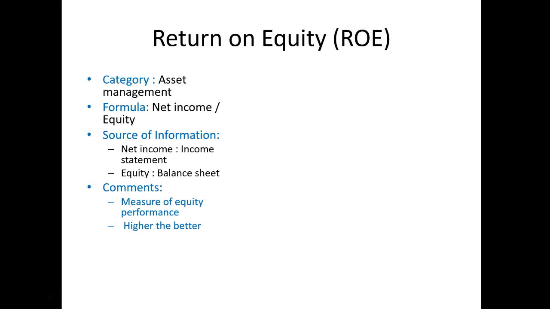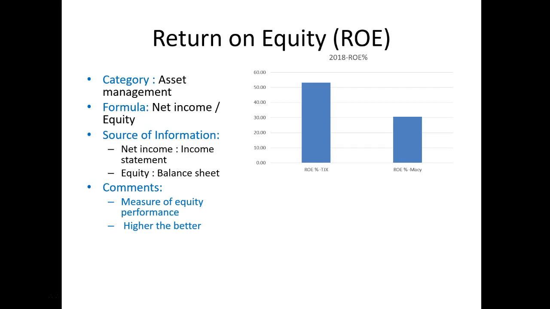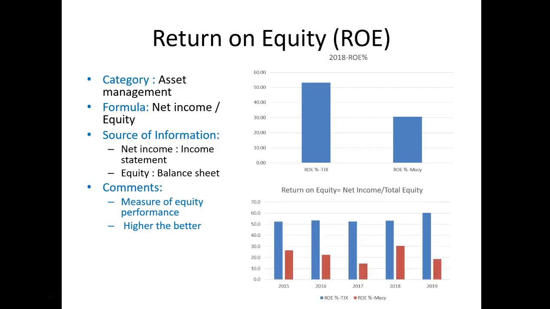Again, asset management: net income divided by equity, and again it will be a percent. Net income comes from the income statement, equity is from the balance sheet, as we know. And obviously if you look at TJ Maxx, again, almost twice as much, long term, consistently better than Macy's.